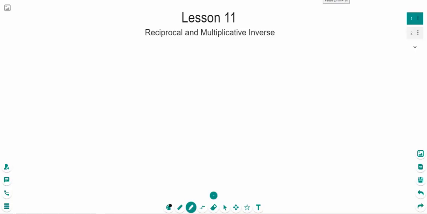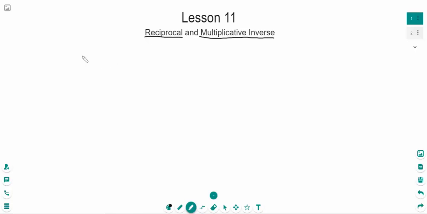Welcome to lesson 11. So today we're going to be talking about reciprocals and multiplicative inverses. Maybe to start, I'm just going to say that when we talk about the reciprocal and the multiplicative inverse, they're actually the same thing. Reciprocals are also equivalent to a multiplicative inverse. They're just two names for the same thing. But it's a little bit easier to start by thinking of them in terms of reciprocals.